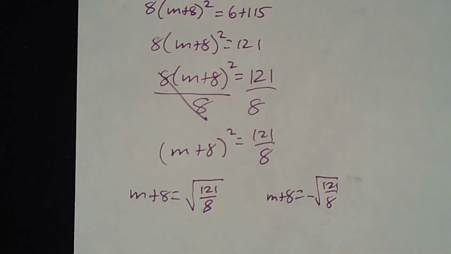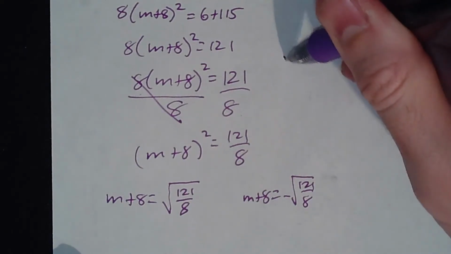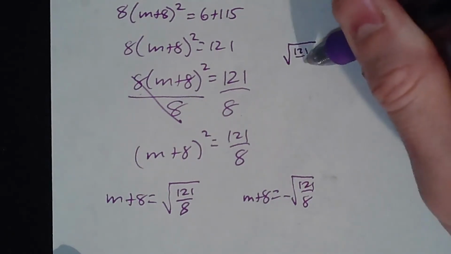And now we got to take the square root of both sides. And again, off to the side of the question is what we got to do. We got to go to the side to take care of the square root of 121 over 8. So that's what we're going to do. We're going to go up here. We're going to write the square root of 121 over 8.